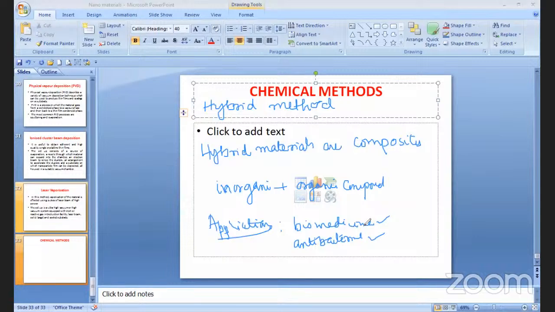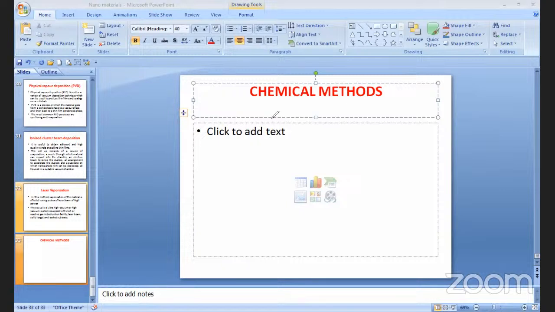Simple, but the control of the size of the hybrid nanoparticle seems to be complex. The size of the particles, that is, the nanoparticles formed by this hybrid method, is going to be complex to control.